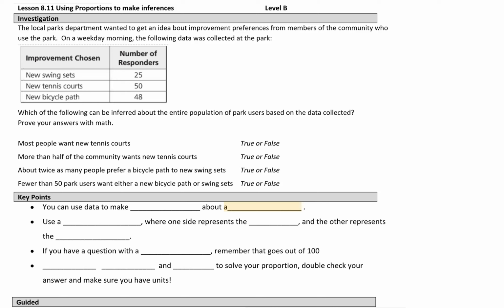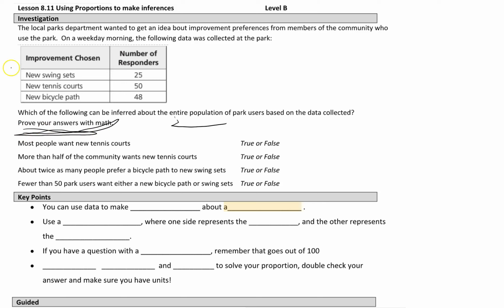Here we go. So we have an investigation. It says the local parks department wanted to get an idea about improvement preferences for members of the community who use the park. On a weekday morning, the following data was collected at the park. Which of the following can be inferred about the entire population of park users using the data collected? Prove your answers with math.